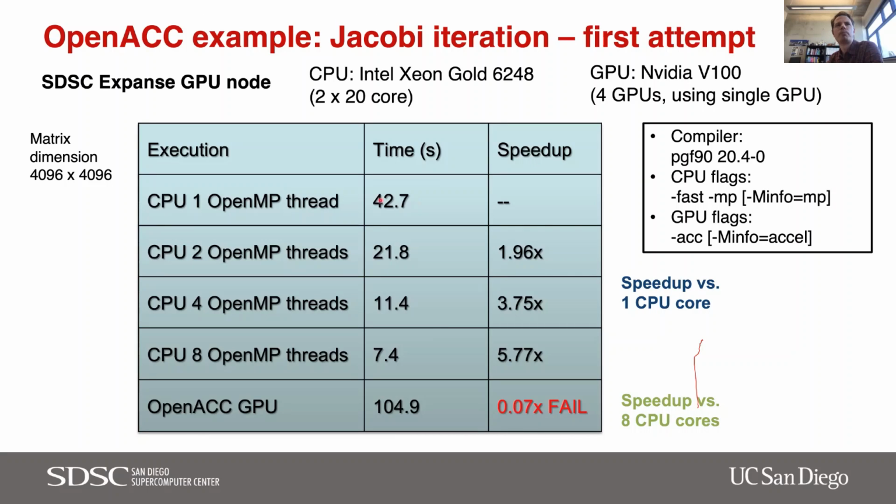If you run it with OpenMP, you get a certain speed up. So the speed up, say going up to 8 threads, is approximately 6 times that you get with a simple OpenMP implementation. OpenACC is super slow. So something really went wrong. It's much slower than even running on a single CPU thread.